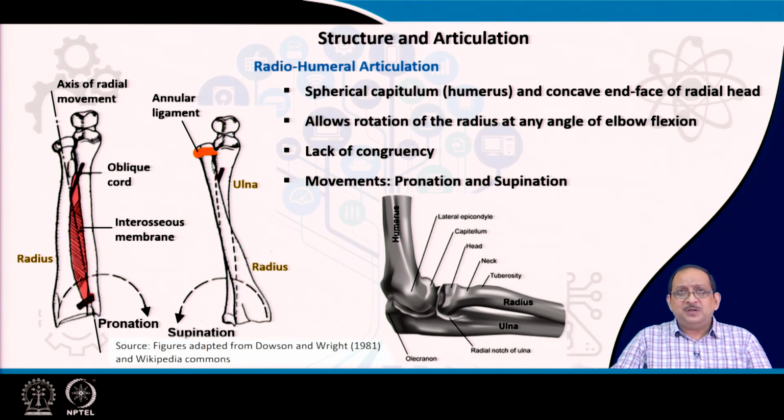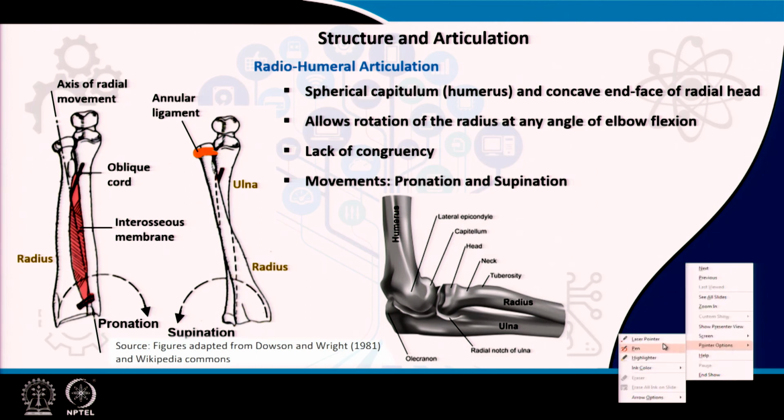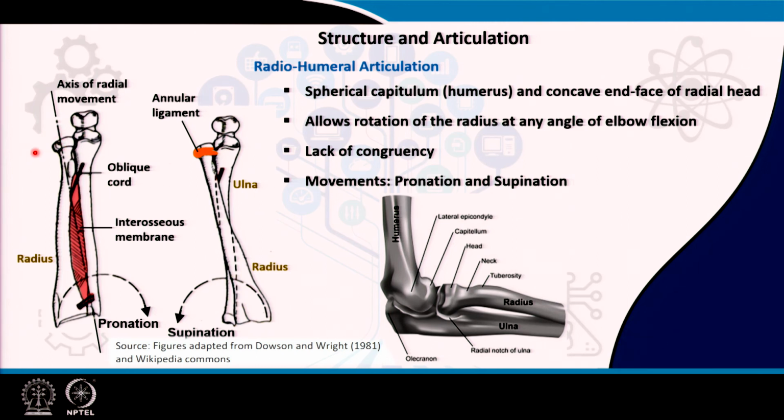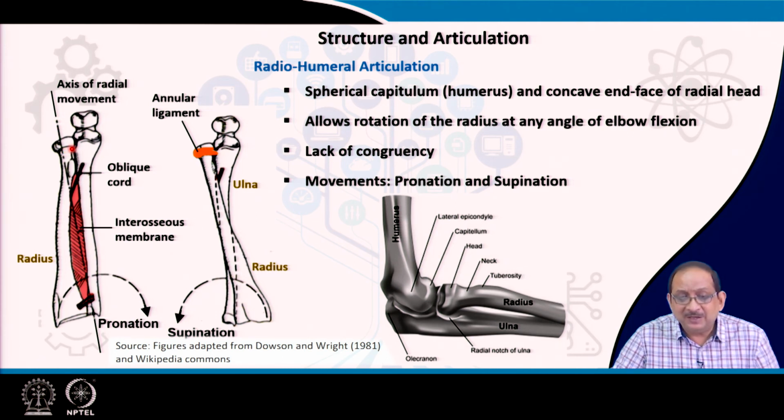The next articulation is between the radiohumeral articulation. So, the articulation is between the spherical capitulum of the humerus and the concave end face of the radial head. So, we have the radial head located towards the proximal part of the radius, and there is a concave end face of the radial head that articulates with the capitulum here. Here is the capitulum and the radial head.